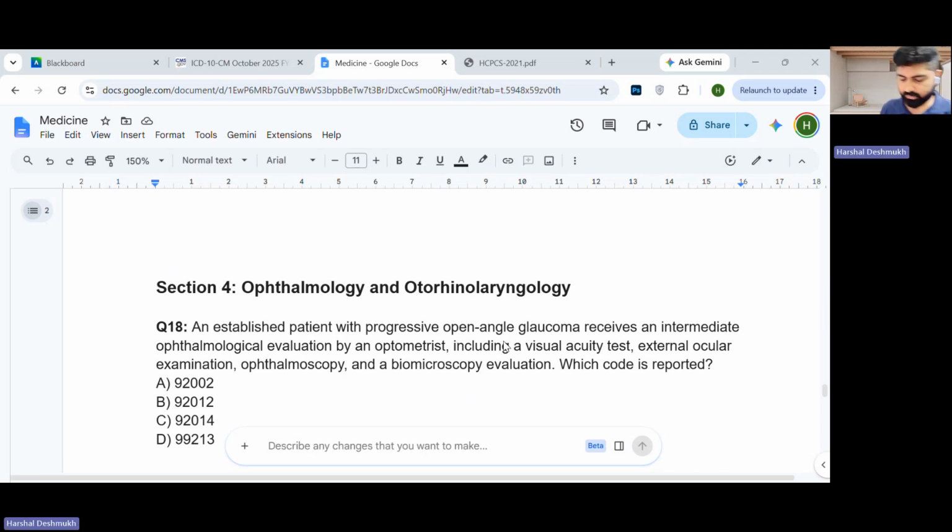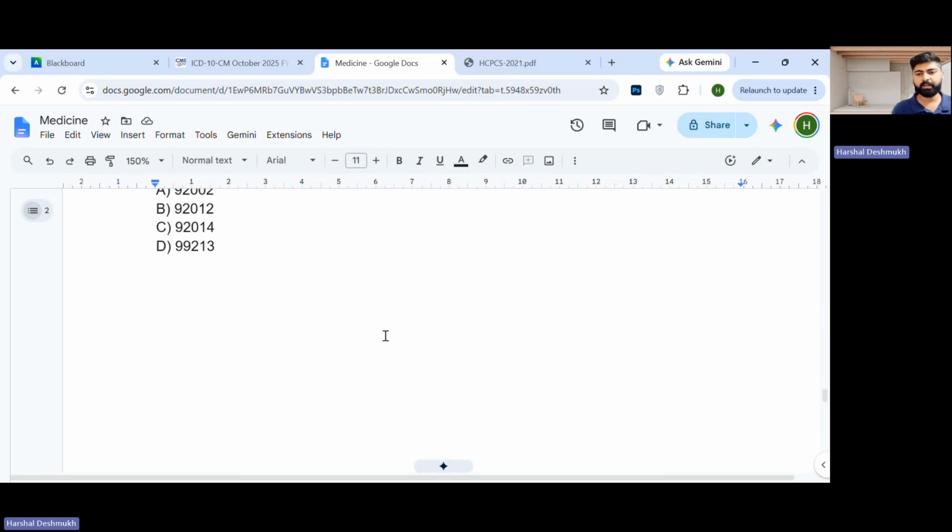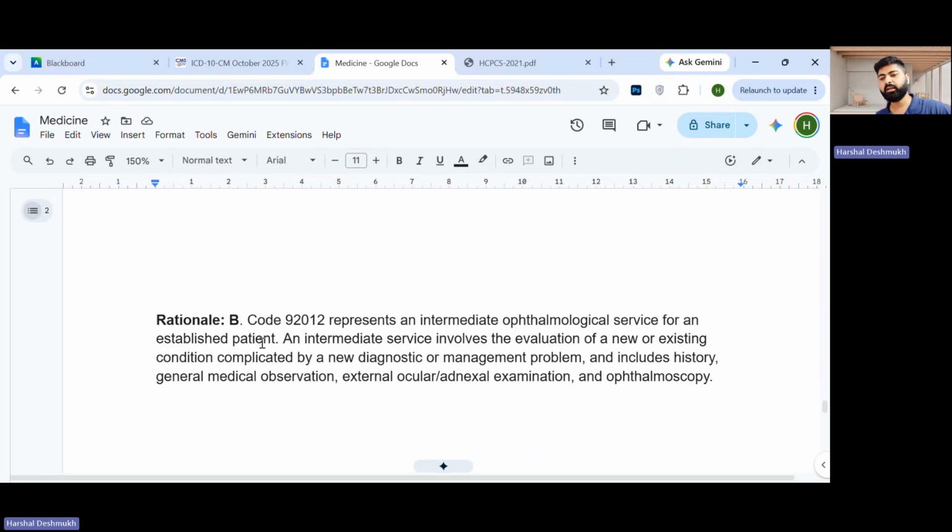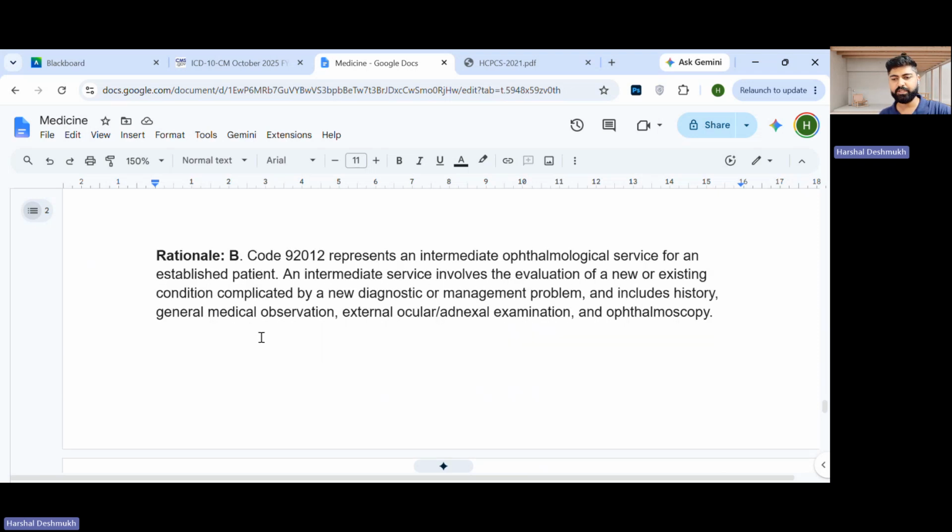All right, this one should be easy for you guys. So the answer to this question, question number 18, is option B. That is 92012, which represents an intermediate ophthalmological service for an established patient.